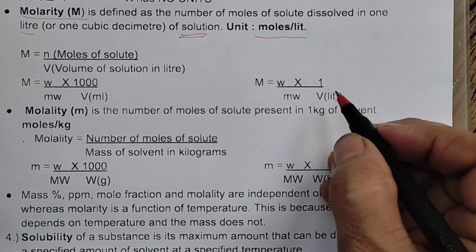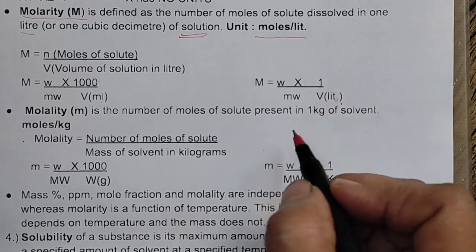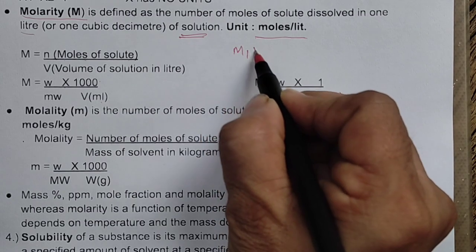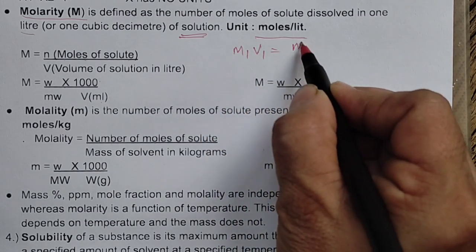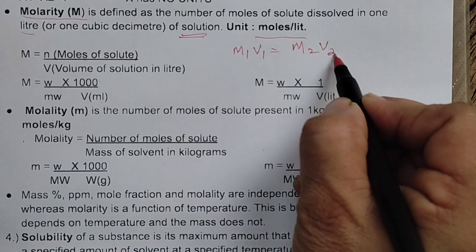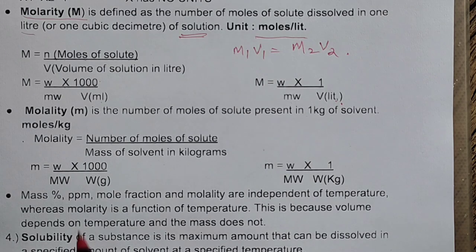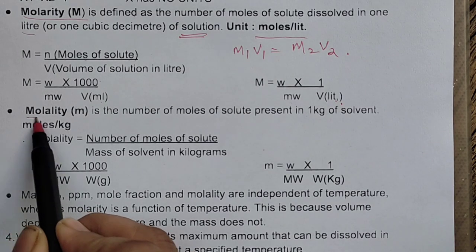Here you also have one more formula which is required in the numericals, the dilution formula. The dilution formula is M1V1 is equal to M2V2. There are some numericals in NCERT wherein the dilution formula is required. So next you have molality.